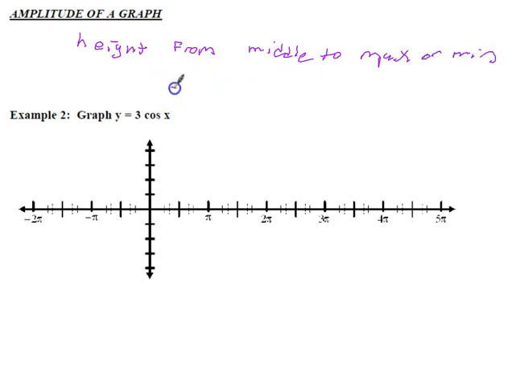And that's always going to be the number out front of our trig function. So it might be something sine x, so whatever is in front of sine, or it could be something cosine of x. So this number right here out front is going to tell us what our amplitude is. So in this example, y equals 3 cosine x, we know our amplitude is going to be 3, because that's what's in front of our trig function.